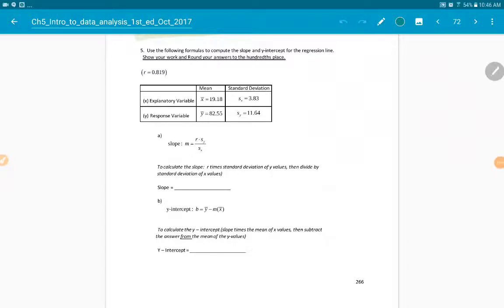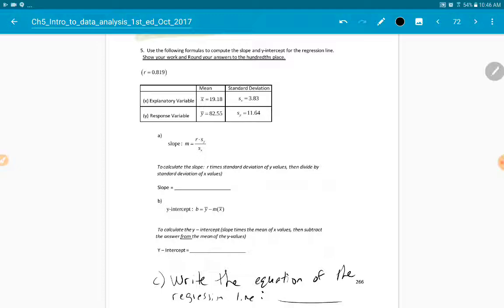Unit 5 review, problem number 5. We use the following formula to compute the slope and the y-intercept for a regression line. I'm also going to add a third part, C, to write the equation of the regression line.